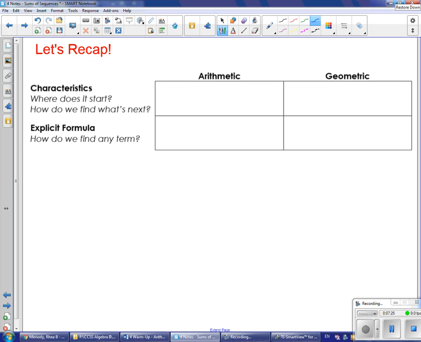Okay, so the very first term in an arithmetic sequence we always call a sub 1. That's the first term. And that's going to be true for both the arithmetic and the geometric. And that's going to be where it starts. And then it says, how do we find what's next? So with arithmetic, we have a common difference.